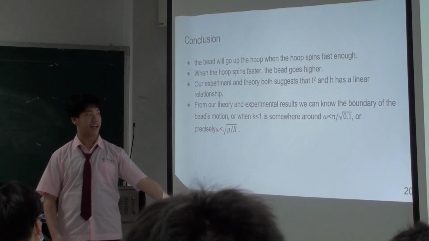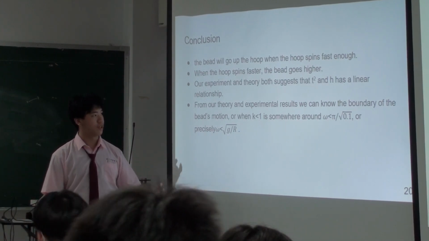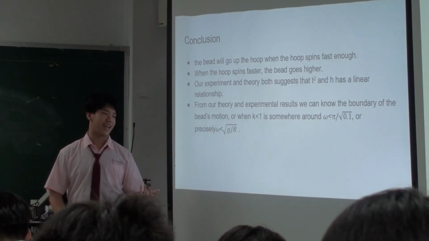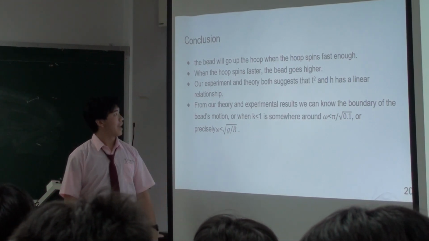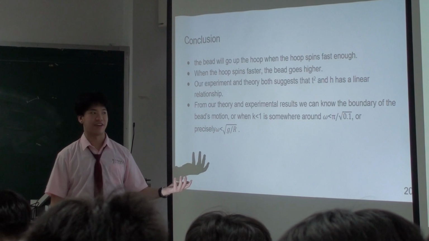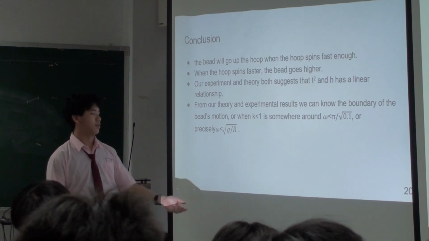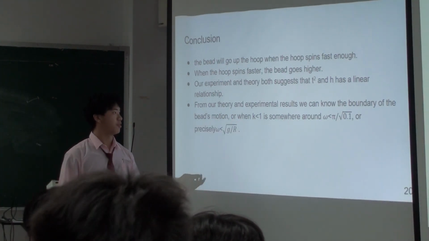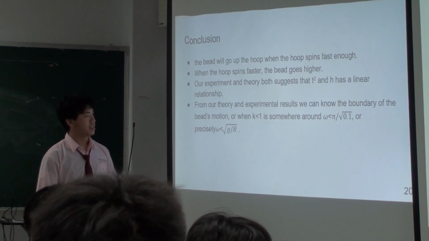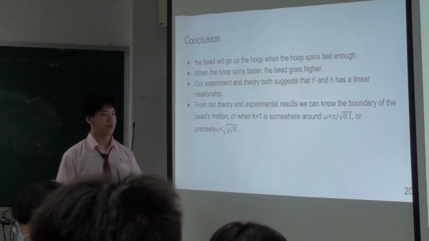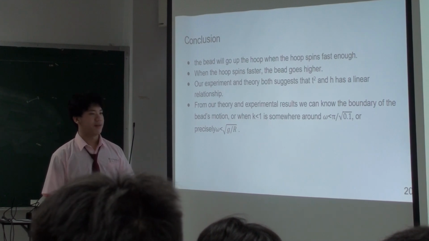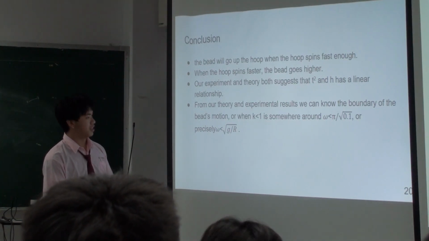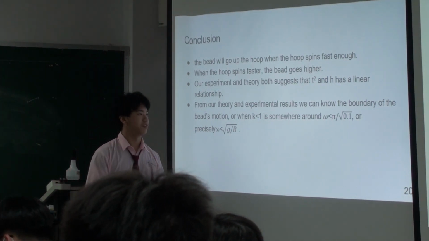And here is my conclusion. The bead will go up the hoop when the hoop spins fast enough, or in other words, when omega squared exceeds g over R. And when the hoop spins faster, the bead will go higher, which was seen in the previous graph. Both our experiment result and theory suggest that T squared and h have a linear relationship, with the slope being the negative g over pi squared, a constant. And it was near 1.